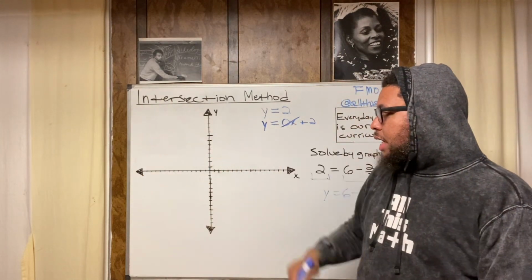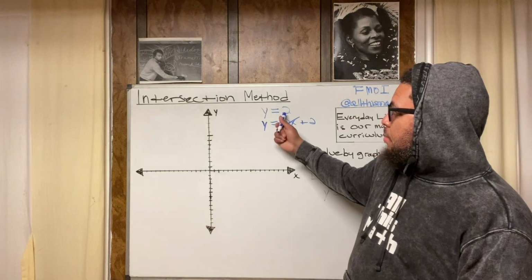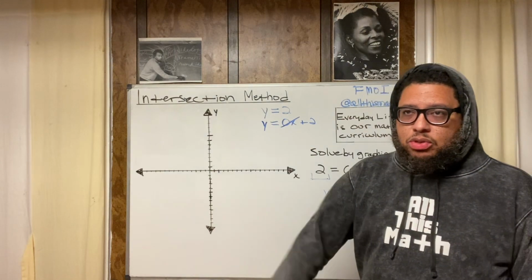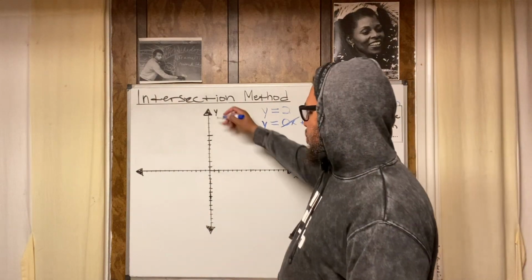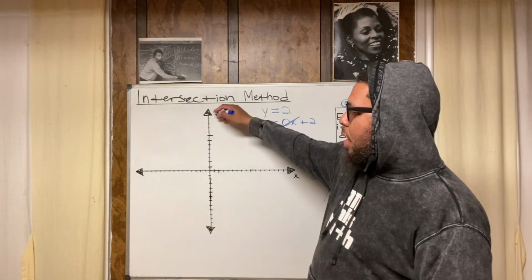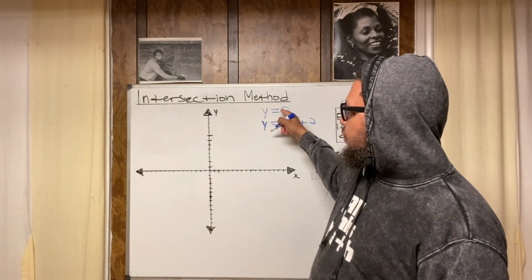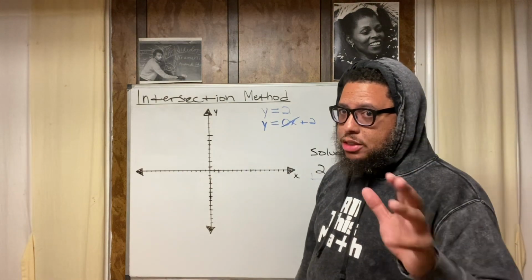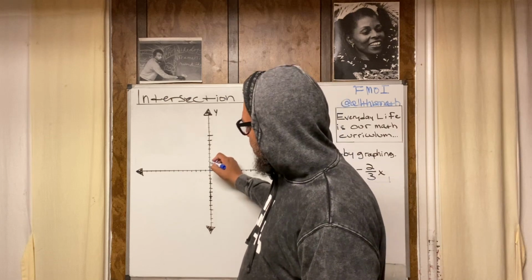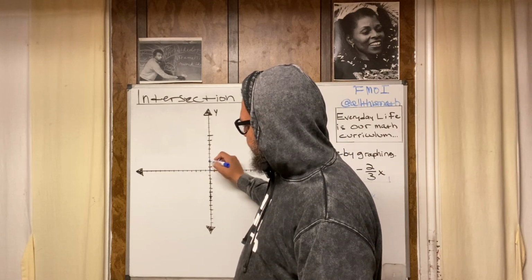y equals 2 is a horizontal line. Where do I graph it? My y-intercept is 2. But every point on that line is going to have a y value of 2. So what I do is I'm going to go on the y-axis, not the x-axis. I'm going to go on the y-axis, and I'm going to find positive 2, not negative 2, positive 2. So 0 is right here. And I go up 1, 2. And I draw that point right there.